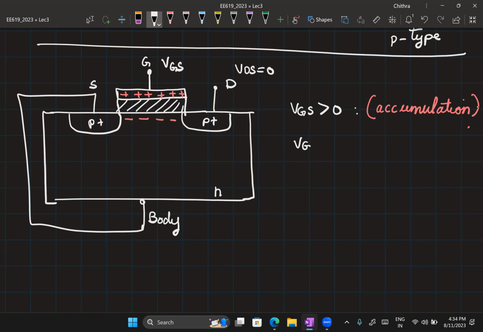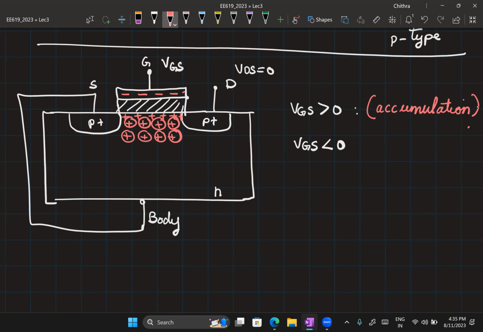Okay, so now let's make VGS to be lesser than 0. What happens now? So you will have negative charges on the gate. This will initially deplete the region under the channel. So you'll get positive ions. And as you decrease the value of VGS, you will then get holes next to the surface. So all of this is happening for VGS lesser than 0.